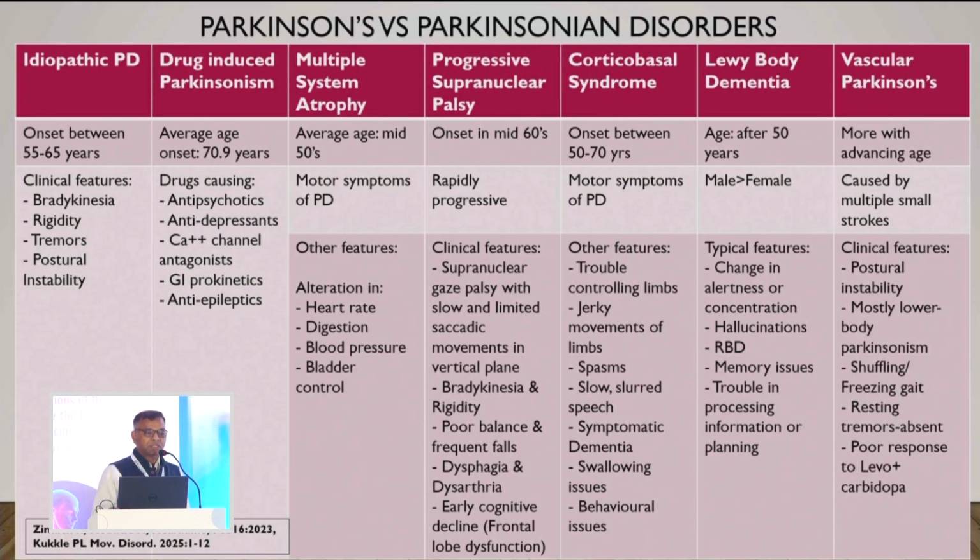In idiopathic Parkinson's, we know what happens: bradykinesia, rigidity, postural instability and tremors are there. Whereas in drug-induced Parkinsonism, the history will tell you whether the patient has Parkinson's or drug-induced Parkinsonism. Patients who are taking antidepressants, antipsychotic medications, or metoclopramide-like GI prokinetic drugs. These drugs can also induce what we call drug-induced Parkinsonian disease. Multiple system atrophy, again the patients would have these features, but patients could be MSA-C or MSA-P.